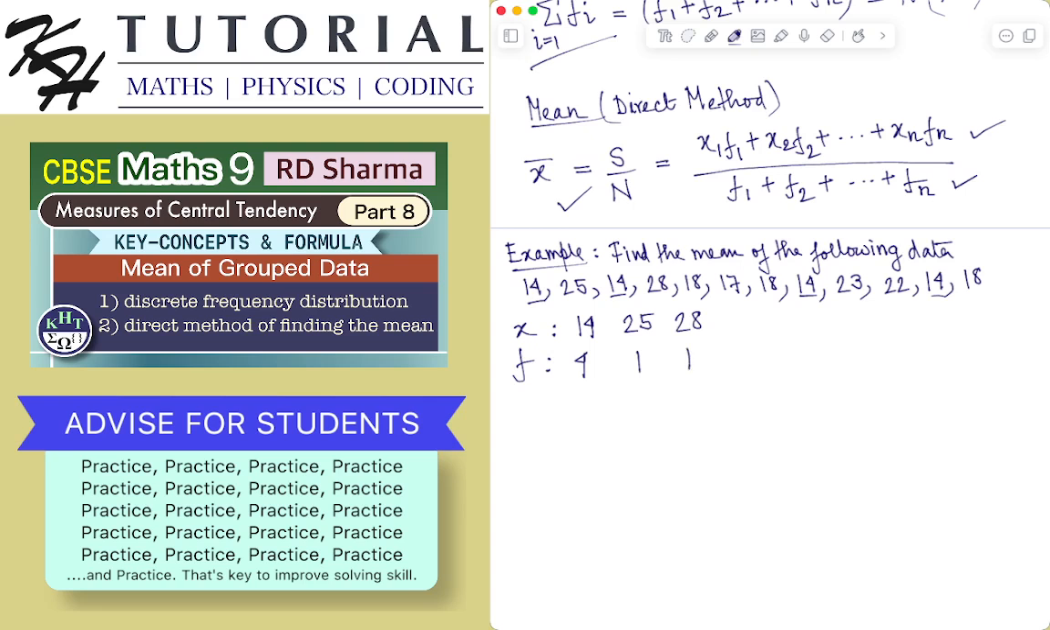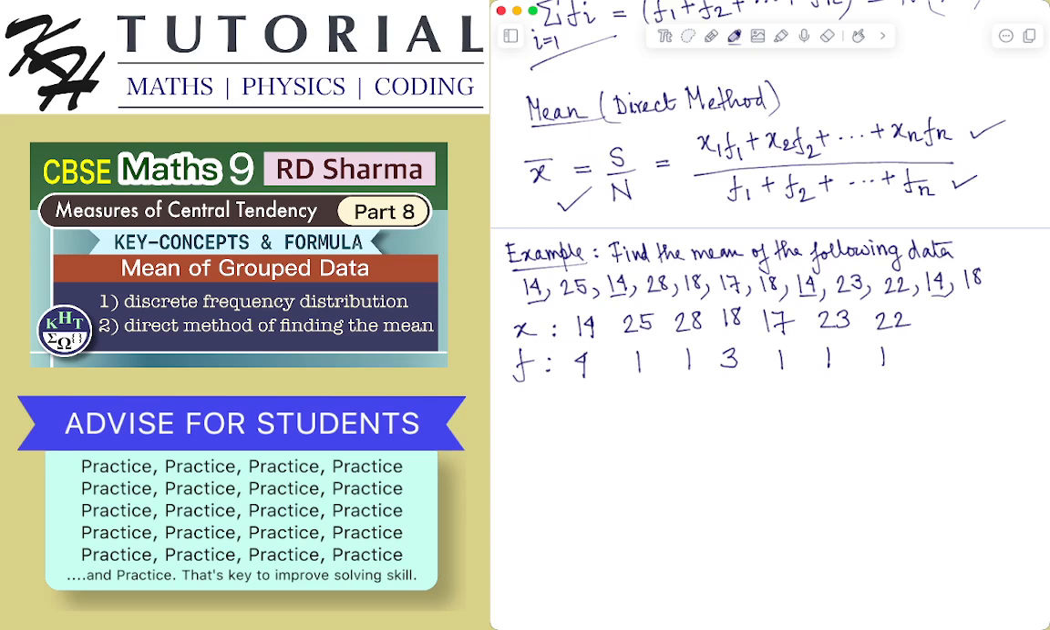What is the frequency of 28 in the given data? It is 1. Let's see 18. We have 1, 2, 3 occurrences of 18. So the frequency of 18 is 3. Let's see 17. 17 we have only 1. For 23 we have only 1. 22 we have only 1. So this is the discrete frequency distribution created from the given raw data.